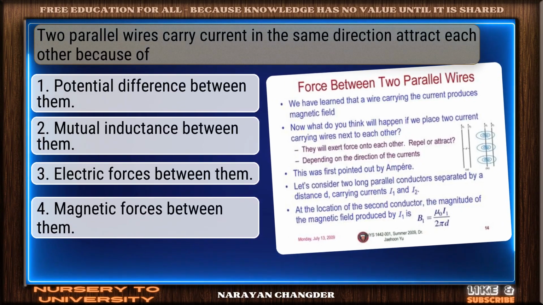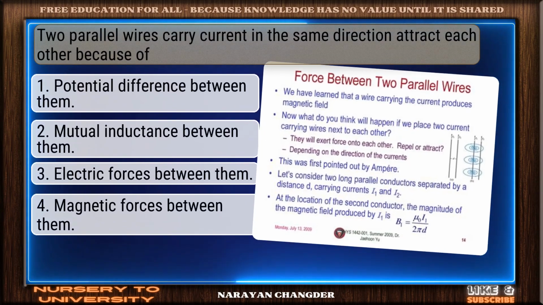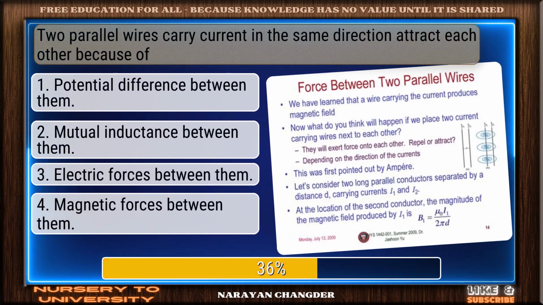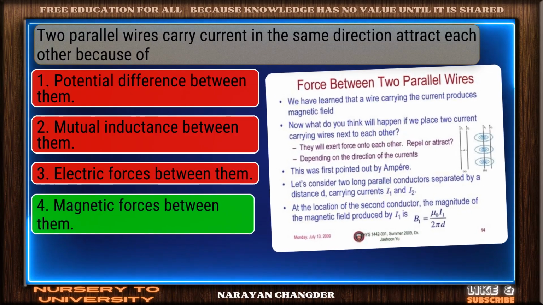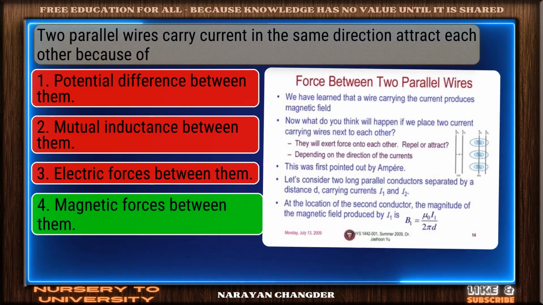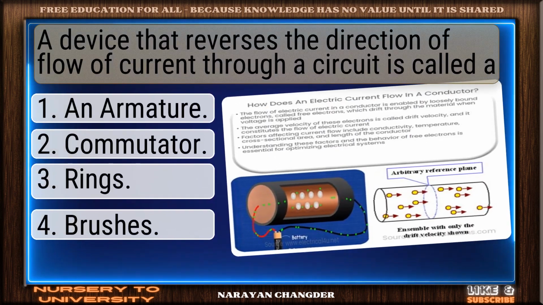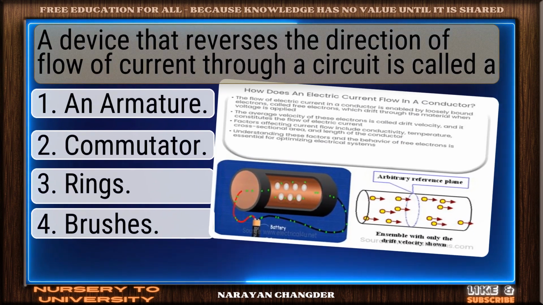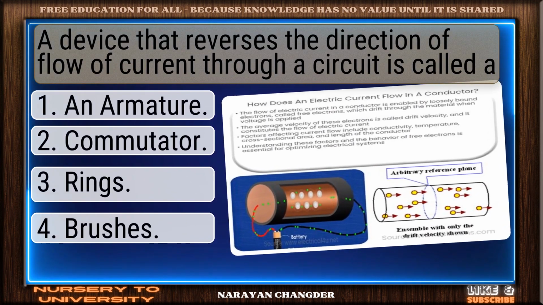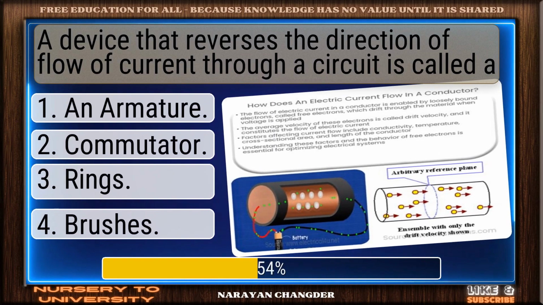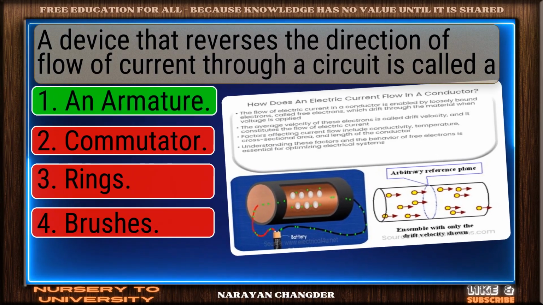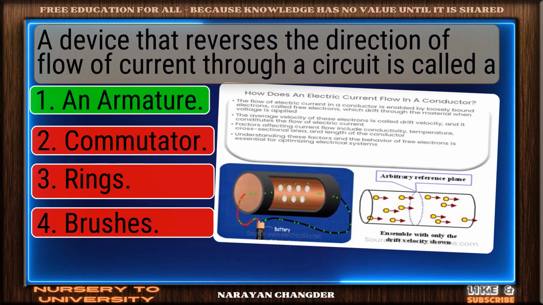2 parallel wires carry current in the same direction attract each other because of. Nicely done. Magnetic forces between them is solid. A device that reverses the direction of flow of current through a circuit is called a. On track. An armature is correct.